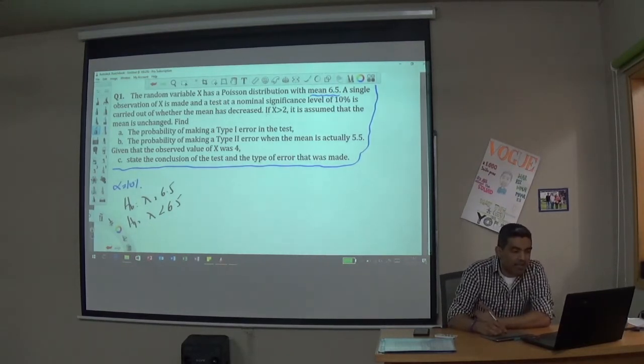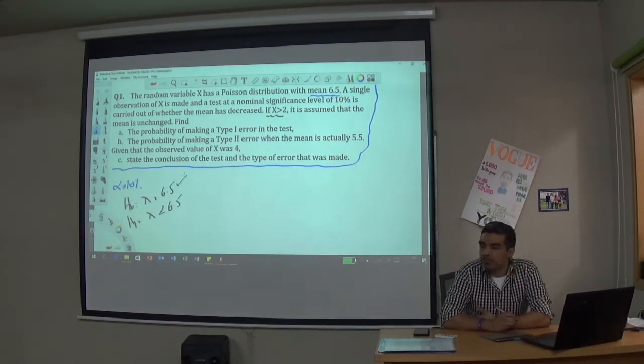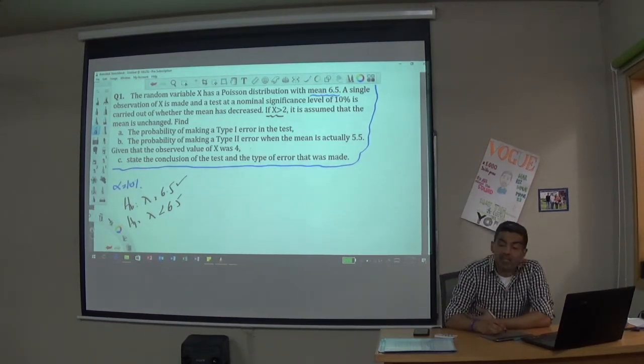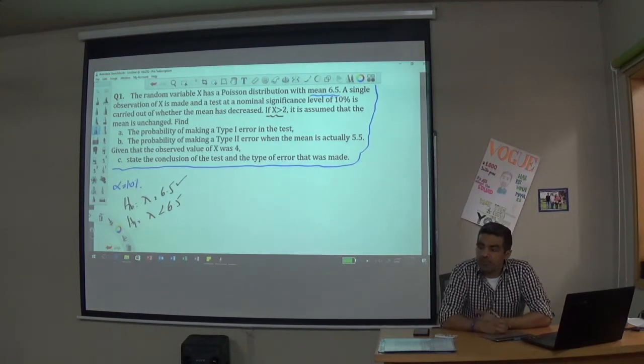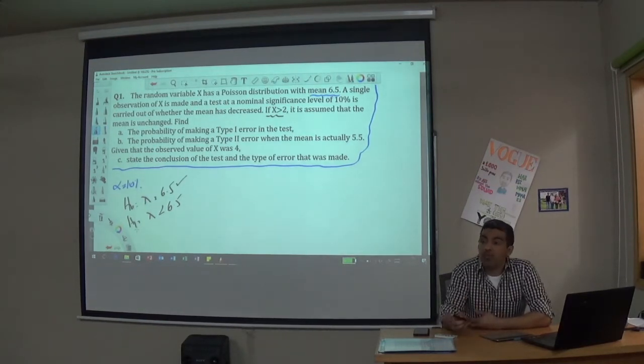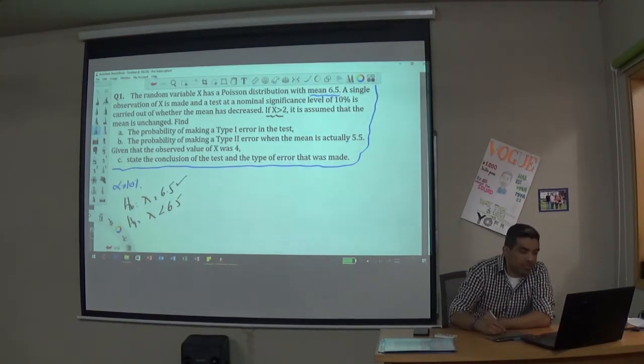Now he's saying, if x is greater than 2, it is assumed that the mean is unchanged. That means if x is greater than 2, we accept H naught. Mean is unchanged means we are accepting H naught, which means that x greater than 2 is the acceptance region. Then what is the rejection region? Less than or equal to 2 would then be the rejection region.